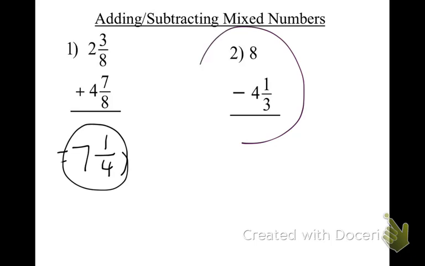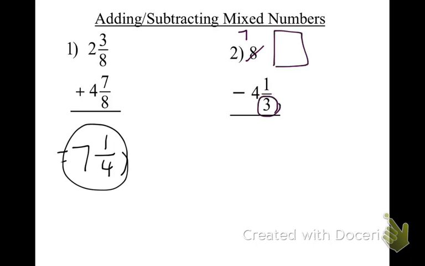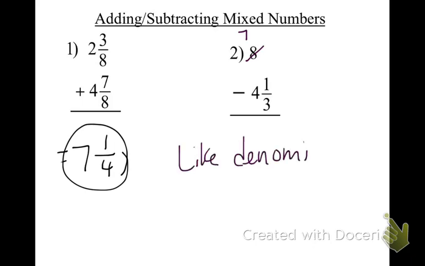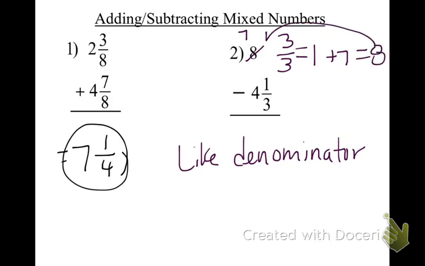Now let's go take a look at number 2. So I have my whole number 8 and I'm subtracting 4 1/3. So how am I going to do this? Well, I can borrow from my 8. If I take away from my 8, I'll have a 7. Now since I have a denominator of 3, what do you think my fraction should look like? Since I want to have a like denominator, I'll put it as 3 over 3. Why 3 over 3? Because it's equal to 1. And if I add it to that 7, I'll get back to my 8 at the beginning. So that's how I'm borrowing. I'm borrowing that 3 over 3.